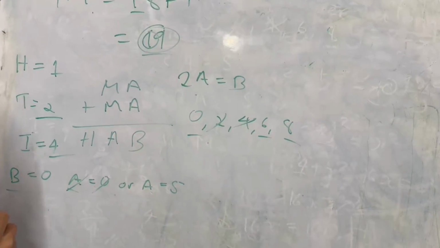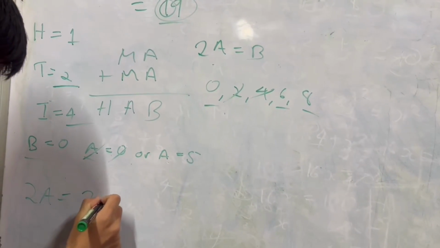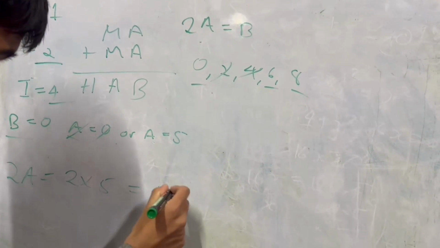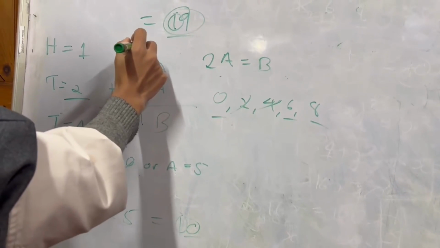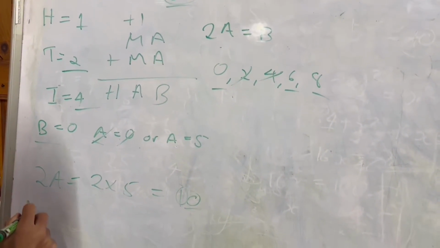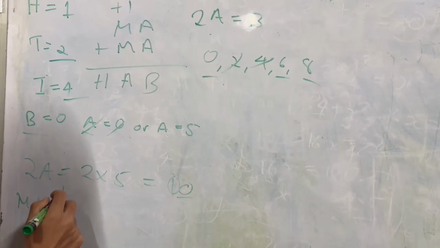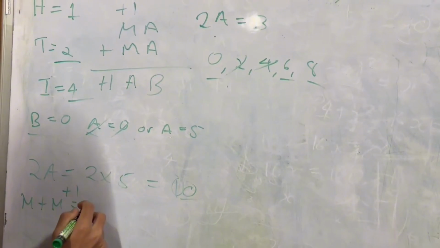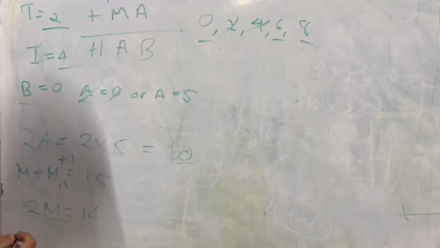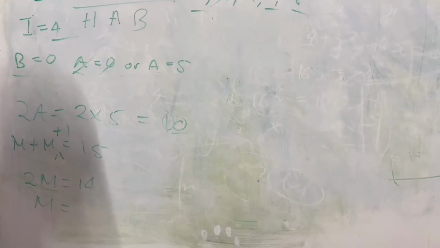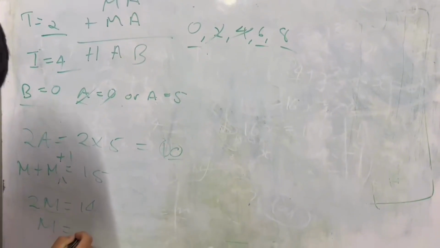So when a is 5, we get 2a is equal to 2 times 5, which is equal to 10. So b will be 0 and we'll get 1 carry-on, so we'll take that carry-on and add over here. So m plus m plus 1 is equal to h is 1 and a is 5, so 15. So 2m is equal to 14. That is possible because we get an integer value of m that is distinct from other alphabets in the equation, so m is equal to 7.